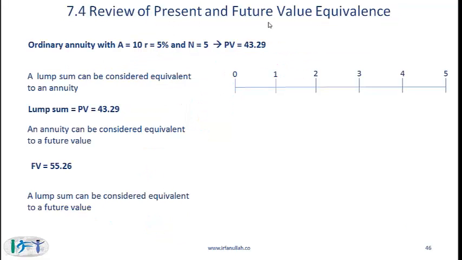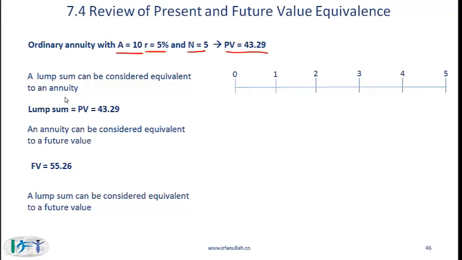Present value and future value equivalence. This is a straightforward point which should be obvious given what we have talked about so far, but in any case we will go over the concept. Let's say you have an ordinary annuity with A equal to 10, R 5%, N 5, and if you compute the present value you will get 43.29. A lump sum can be considered equivalent to an annuity.